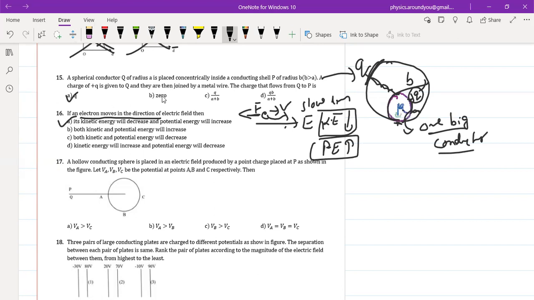Another way of looking at it is wherever the electric field is pointing, that is always in the direction of decreasing potential.